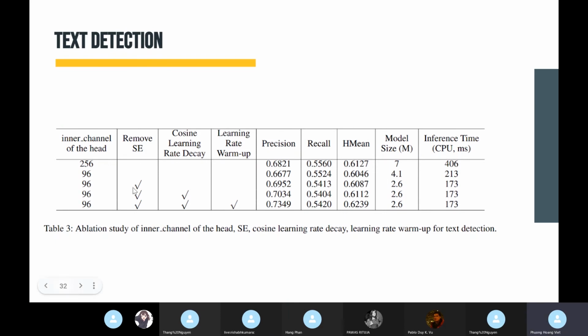And the third, we remove the SE. The precision is increased, and the model size is decreased. And if we continue to apply the cosine learning rate decay and the learning rate warm-up, the result is like this. So, in conclusion, using both the cosine learning rate decay instead of a fixed learning rate, and the learning rate warm-up, will improve the result obviously.